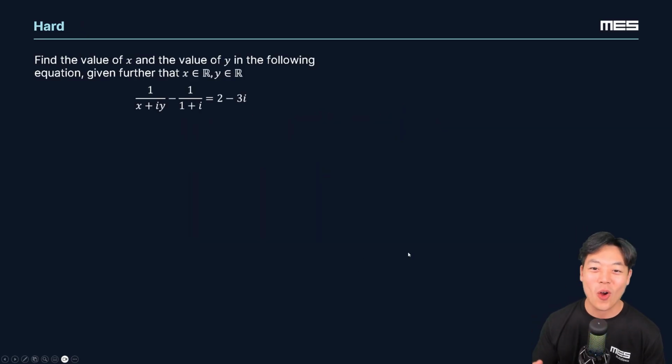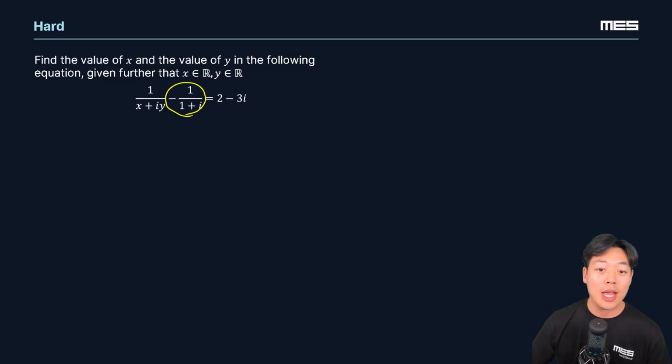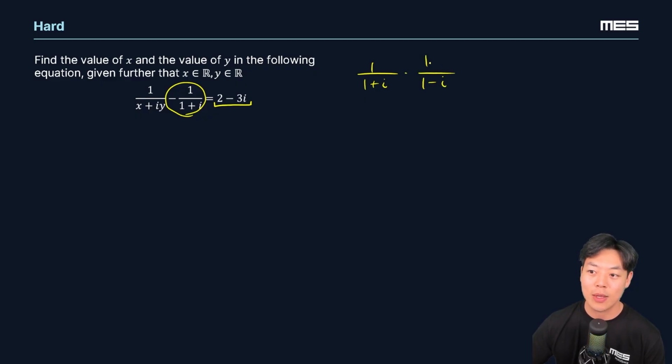Now let's look at some hard level problems. Students tend to find imaginary numbers, complex numbers really challenging, and let's try to work with this here. Find the value of x and y, given that x and y are both real numbers. The first thing we want to do is bring those imaginary numbers to the top so that we may be able to combine it with whatever we have on the right. In order to do so, I'm going to multiply 1 over 1 plus i times its conjugate. So 1 minus i, 1 minus i.